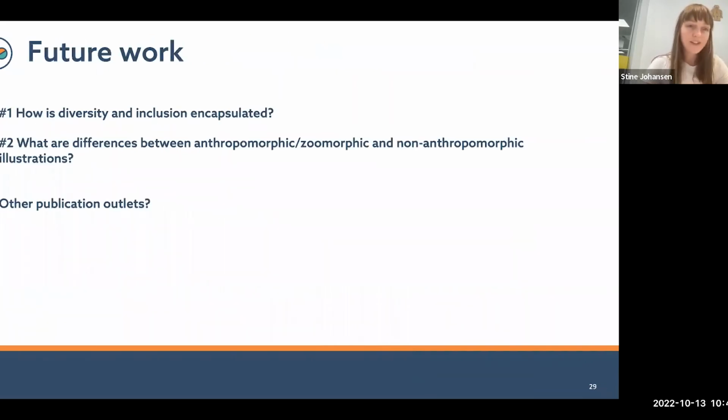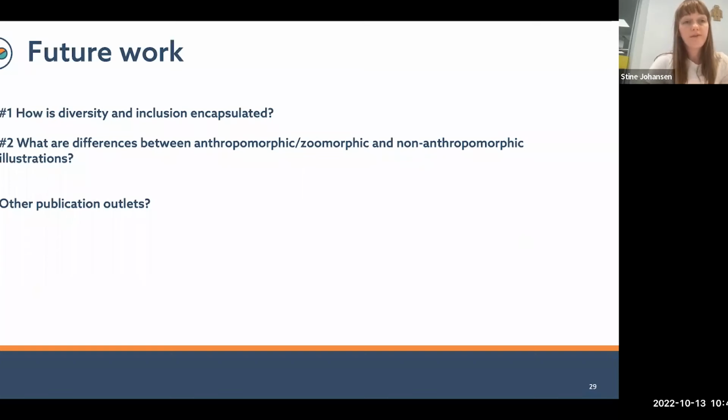But of course, this work isn't done yet. So for future work, we see lots of different directions that this could go in, but one aspect would be to look at how diversity and inclusion is encapsulated in these kinds of illustrations.